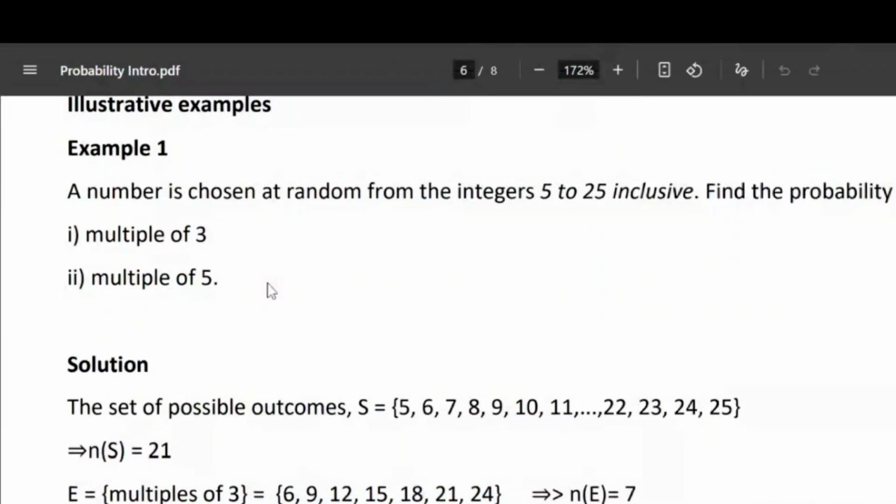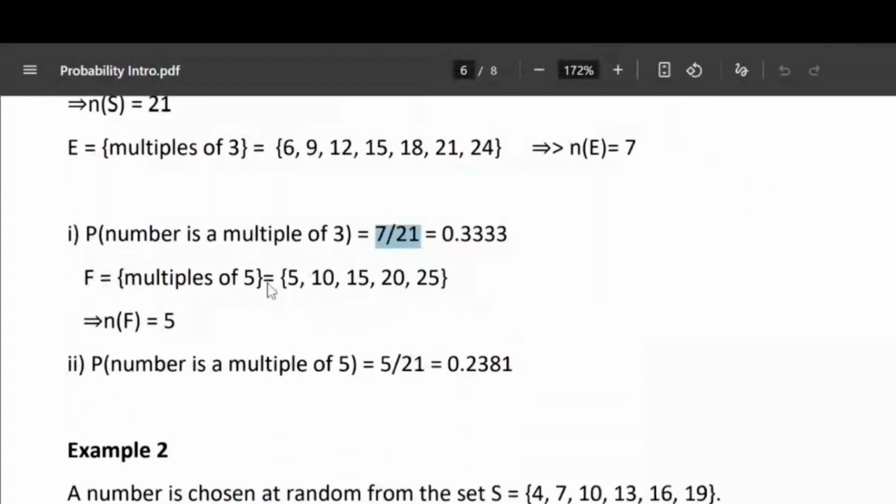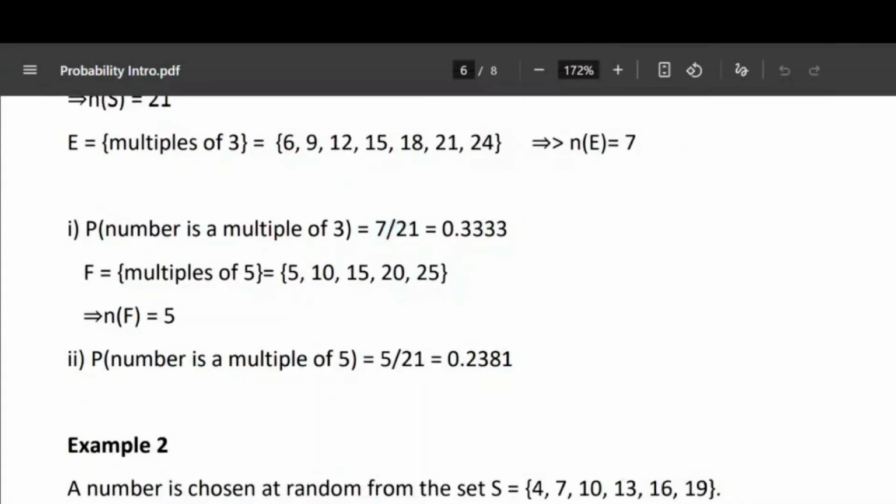Multiples of 5. So what are the multiples of 5? We have 5, 10, 15, 20, 25. There are only 5 numbers that are multiples of 5 in that set. So 5 out of 21 gives you 0.2381.